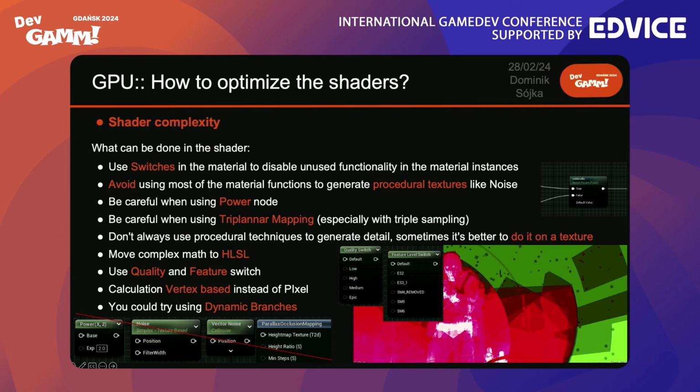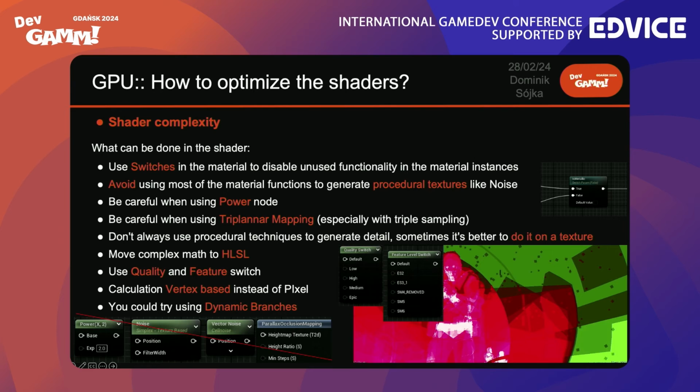Yeah, and it depends on the art pipeline that you have in the project, but try not to use too many procedural techniques to generate details on the objects. And if you can, move all the complex math to HLSL. And there is a great feature called quality switch and feature level switch. So you can change your shader complexity based on the platform or based on the player settings.